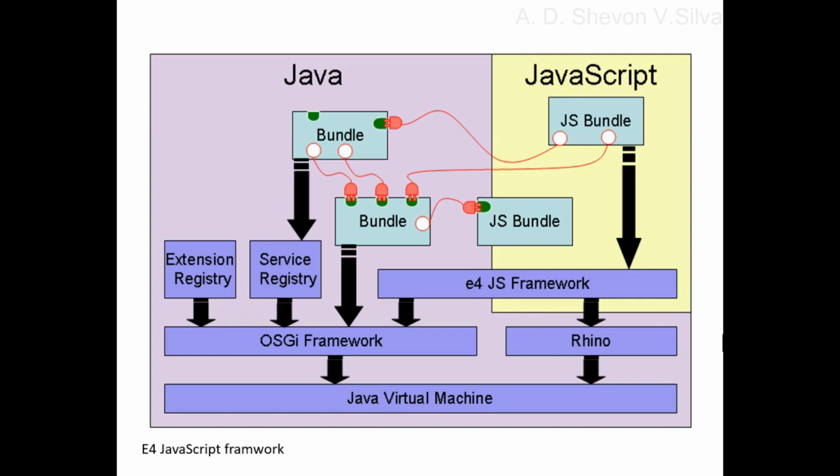For example, the JavaScript bundle can also declare itself as a regular OSGi bundle and contribute a service to the OSGi service registry, either programmatically or using declarative mechanisms such as OSGi DS. A regular OSGi bundle can then consume that service without ever knowing the implementation of that service is written in JavaScript.